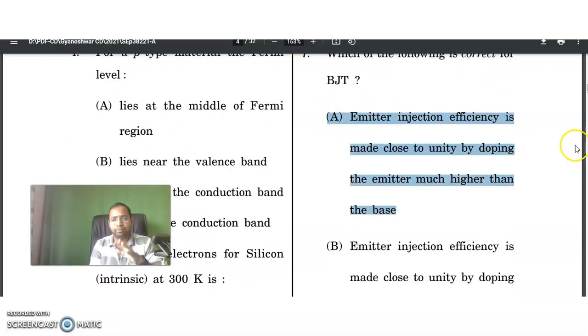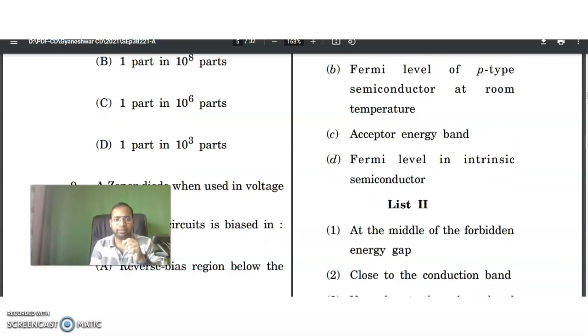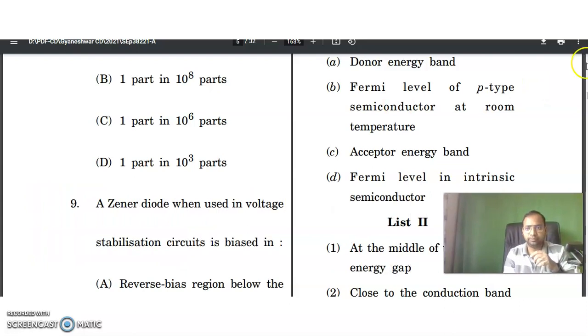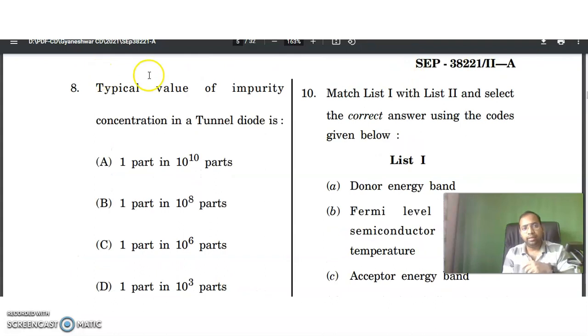Okay. So from this question, all of you have to understand what emitter injection efficiency is. Got it? Now let's go to the next question. So the next question is: the typical value of the impurity concentration in the tunnel diode.